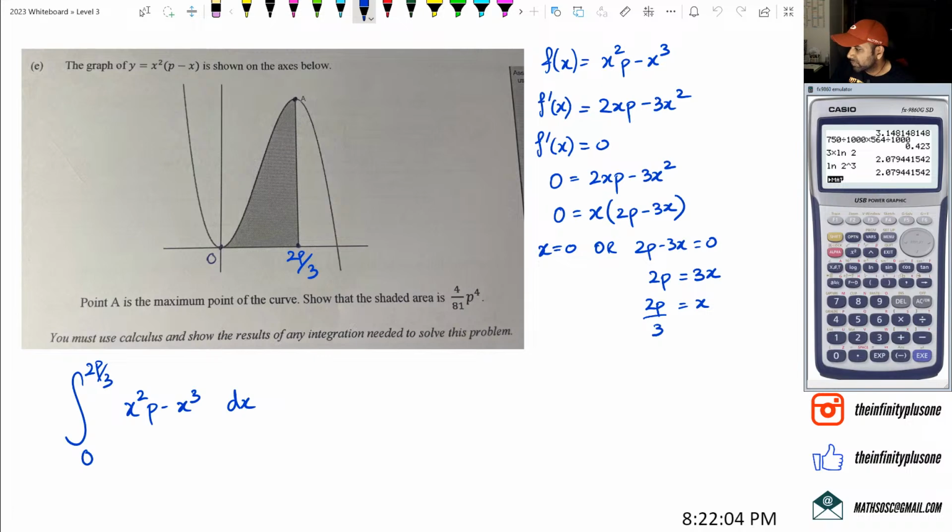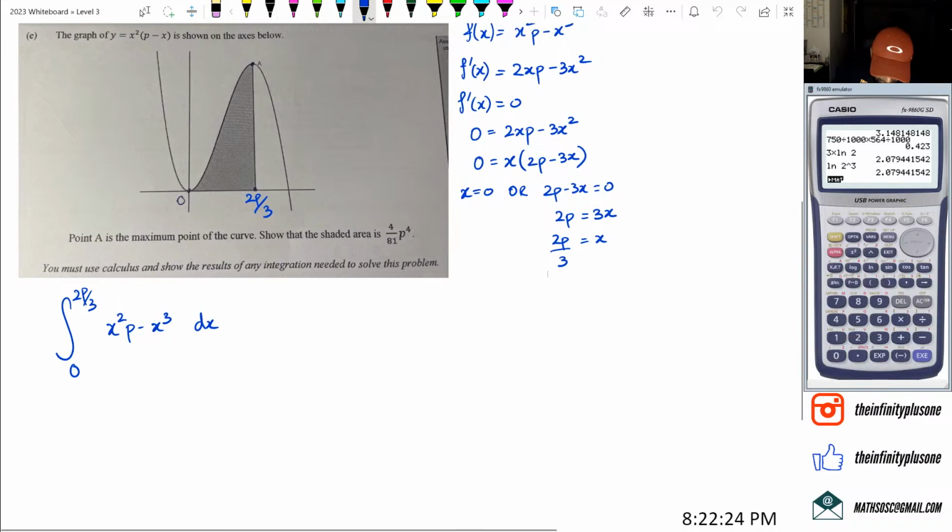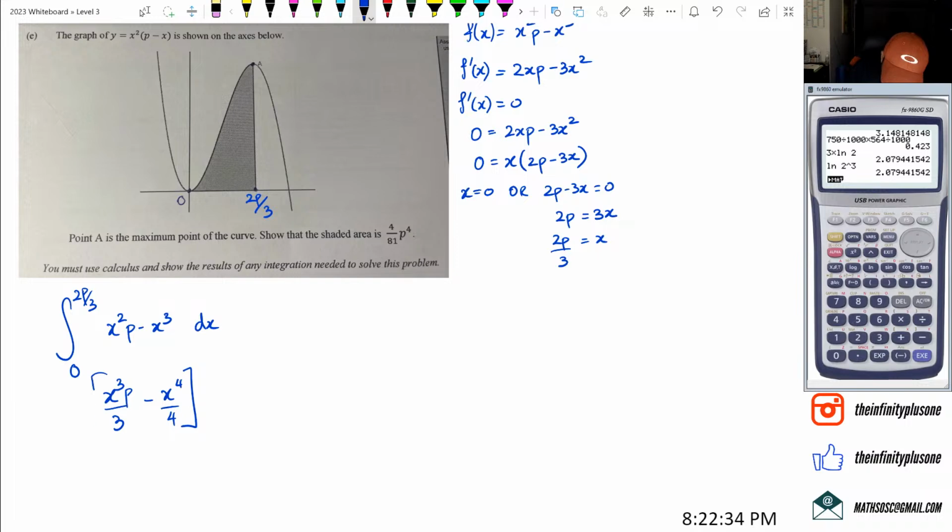Yeah, so Tech Gaming Smart, we use differentiation to find the points. Yes, we do, because we need to find out what the x values are before we can figure out the area, because we need the limits for the area, right? And we don't have that. We've got 0 as one of the values, but we've got to figure out that 2p over 3. Now, once we've got that, our next step is to integrate. So when I integrate x squared p, I'm going to get x cubed p over 3 minus x to the power of 4 over 4, and that is for 2p over 3 and 0 as my limits.